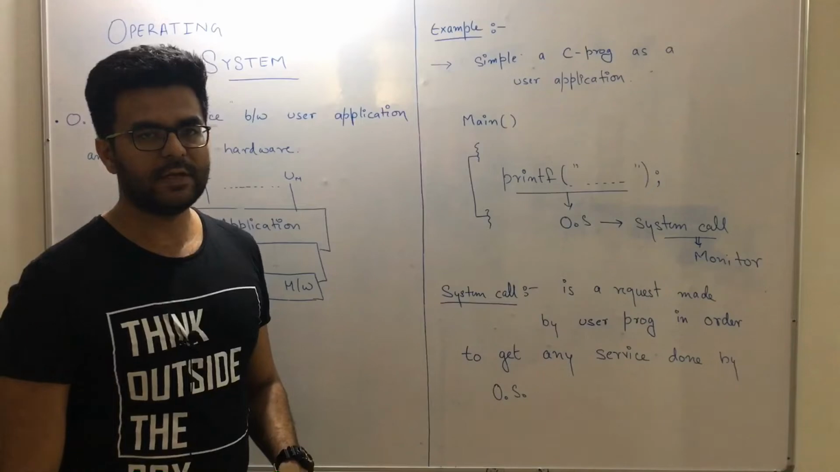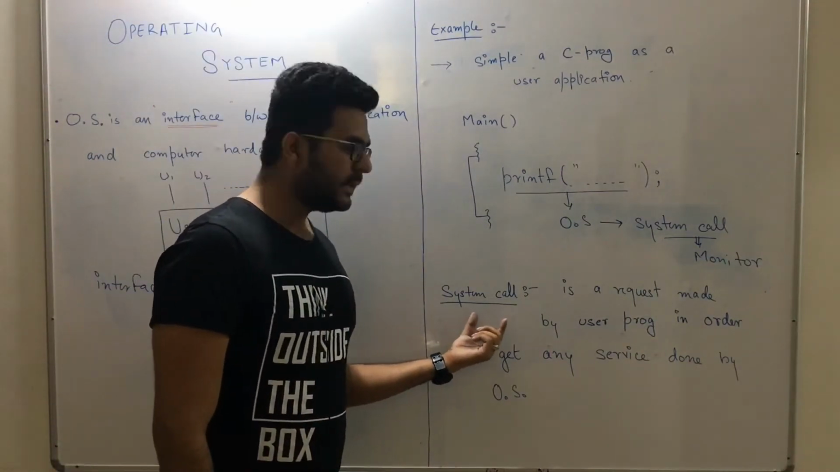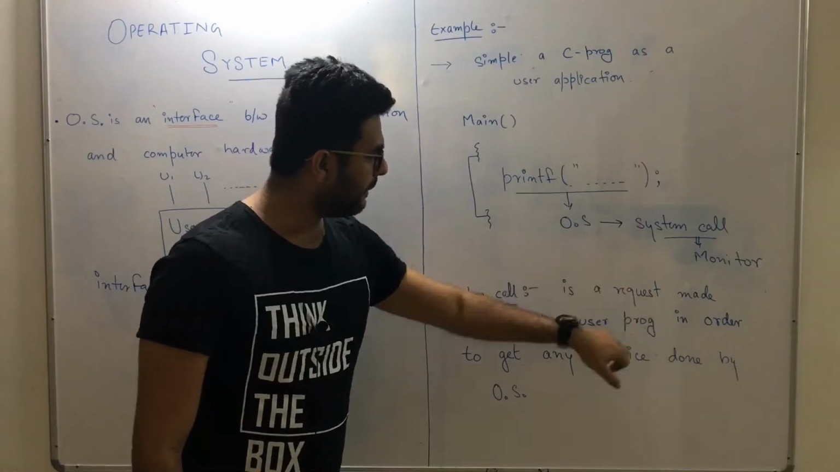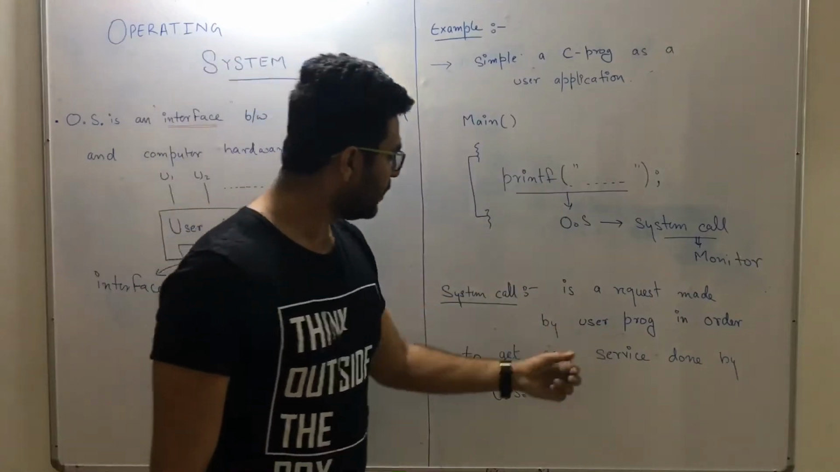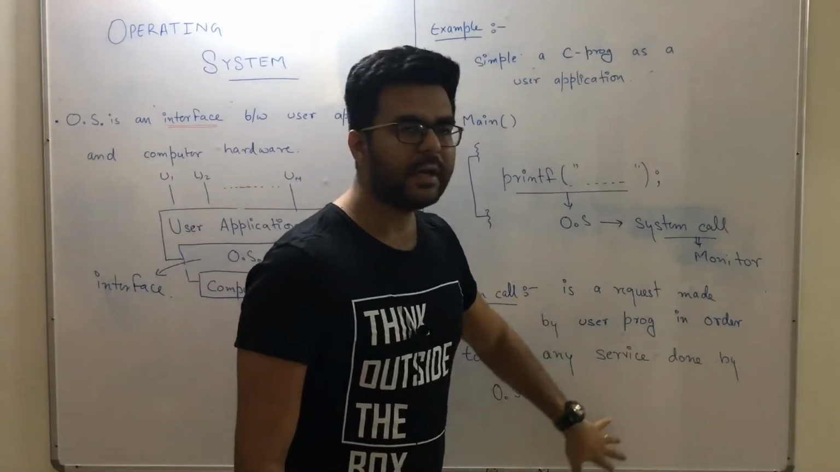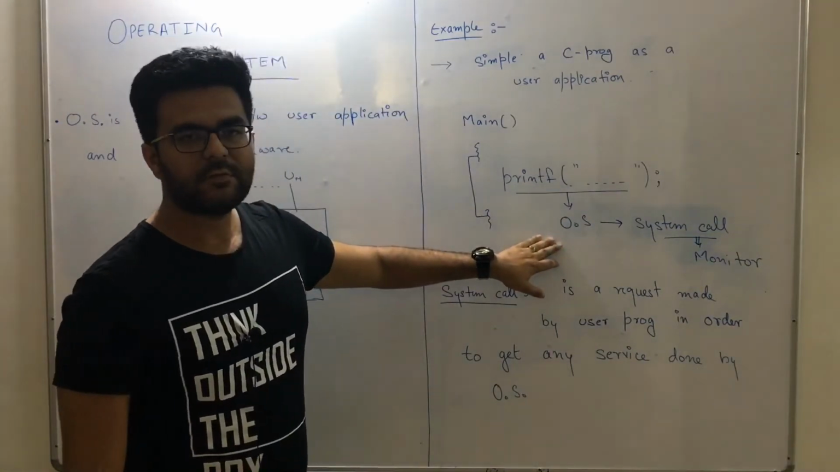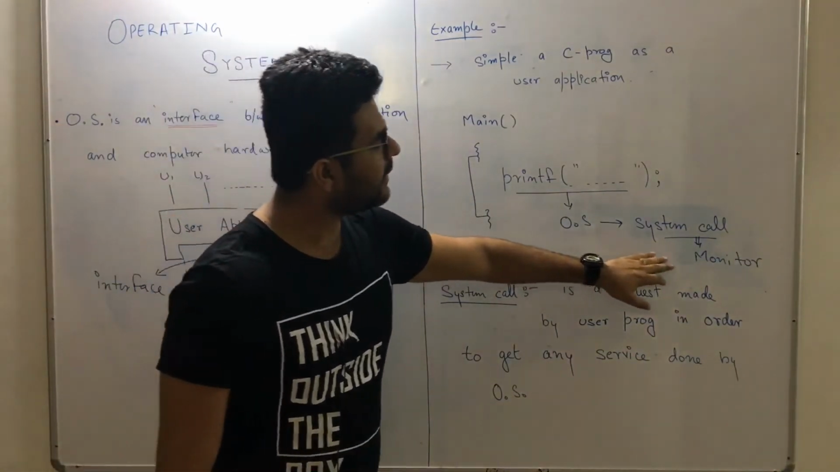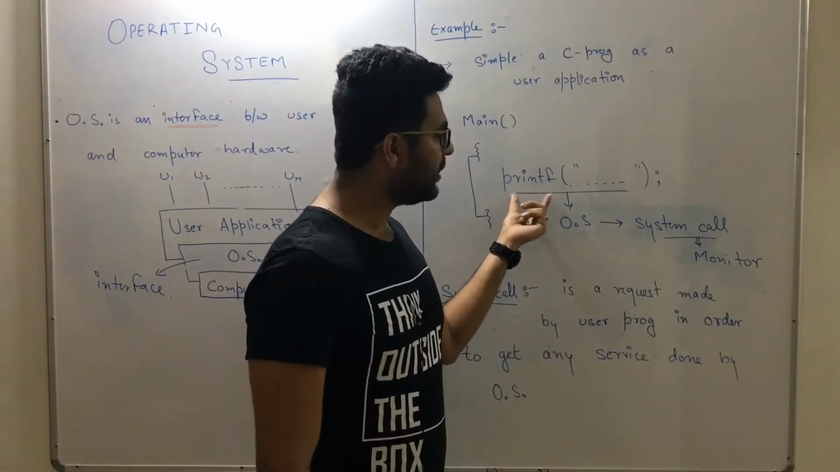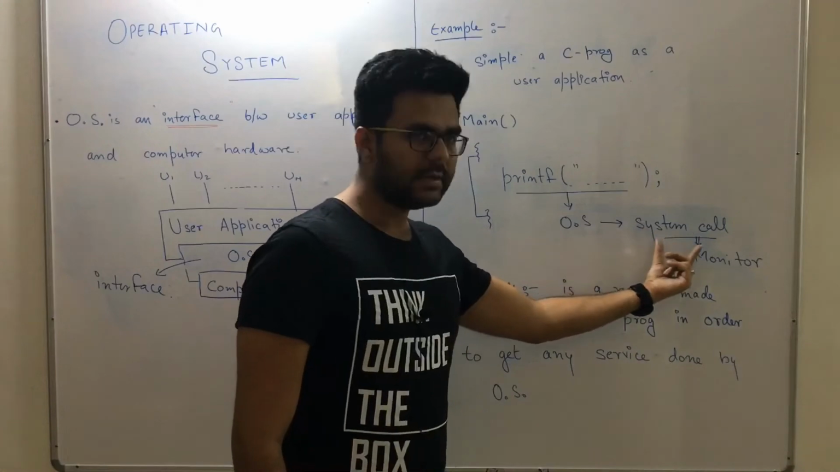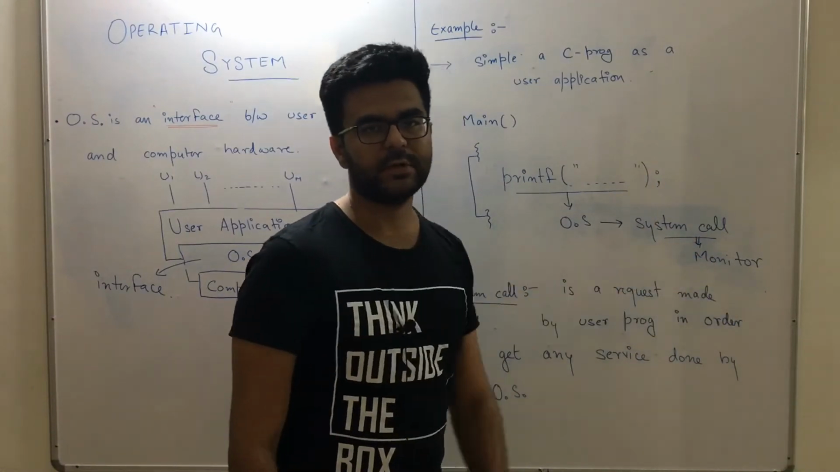By the definition of system call, you can understand that it is a simple request made by a user program, in this case by this program, in order to get any service done by an operating system. Here in this scenario, the service which we wanted is to get access to the monitor, and by the help of this printf statement, the operating system is generating a system call, which is printing or displaying your message over the monitor.